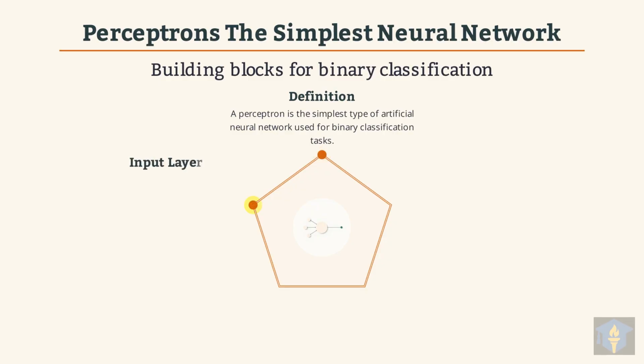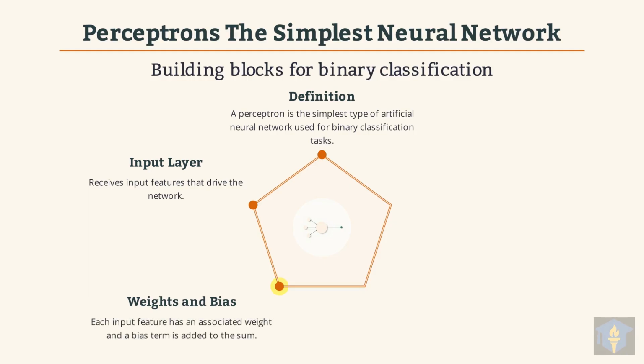Next, we have the input layer, which is where all our data initially enters the network. This layer is responsible for receiving the raw input features that are essential for the network's processing. Crucially, each input feature is associated with a weight, and a bias term is also incorporated. Each input feature is multiplied by its unique weight, and then a bias term is added to this cumulative sum.